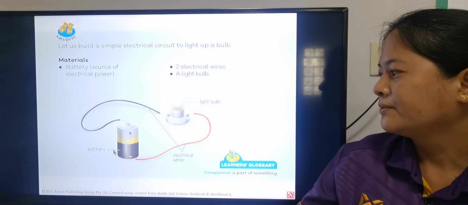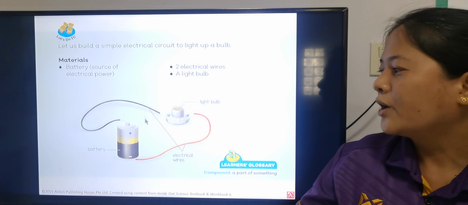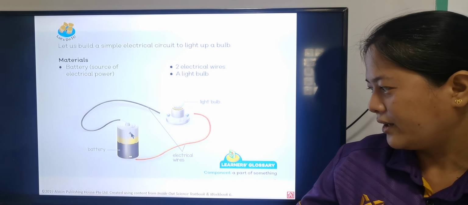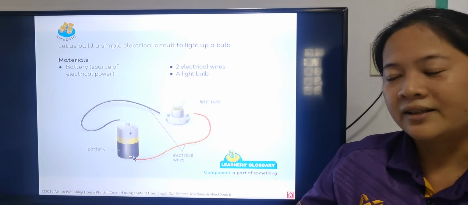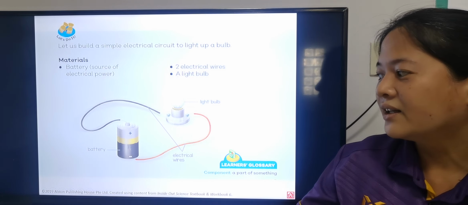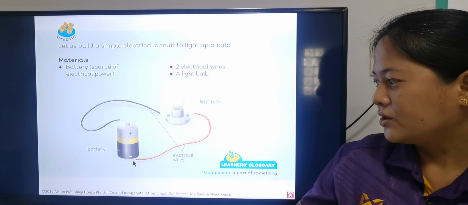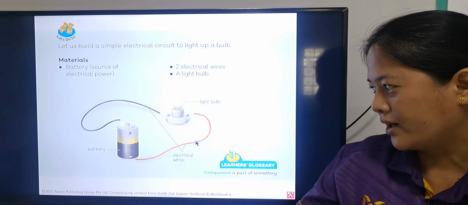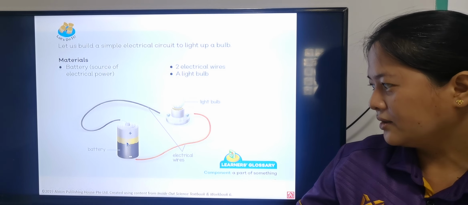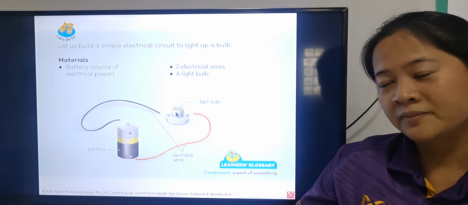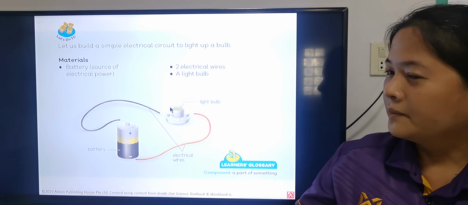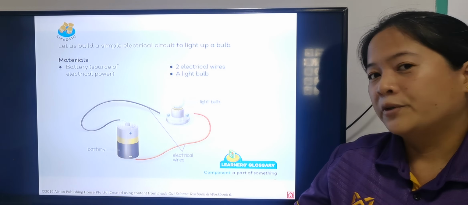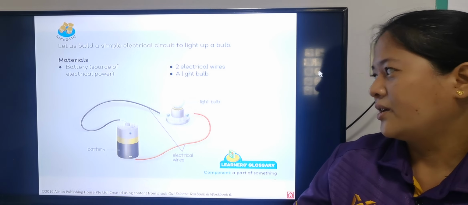Okay, so here is the diagram or a picture, okay? So this is the battery. You see there's a positive sign here and a negative sign here, okay? So this is the positive end and the negative end. And these are the connecting wires or electrical wires, okay? And they connect the battery to the light bulb. Okay, so the light bulb gives out light when electricity flows through it, okay, or heat as well, okay.